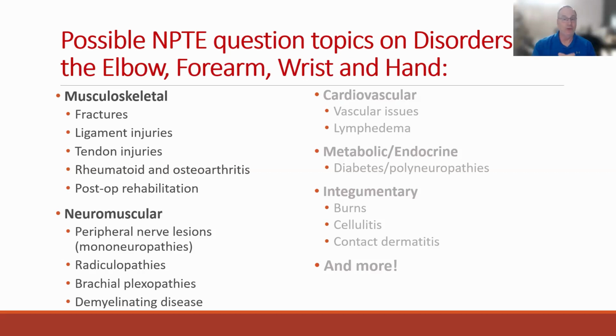But you've got to know this information for the NPTE. You are going to see patients in the clinic that have disorders of the elbow, forearm, wrist, and hand. And it wouldn't surprise me if a number of you went on to become certified hand therapists, and you really specialized in working with patients that have disorders that involve the distal part of the upper limb. So with that, that's kind of the premise for this evening.